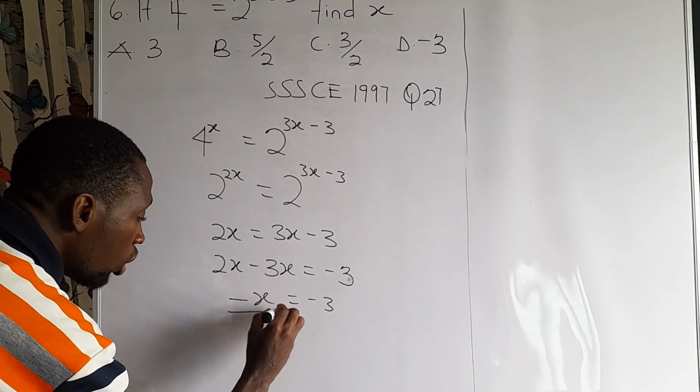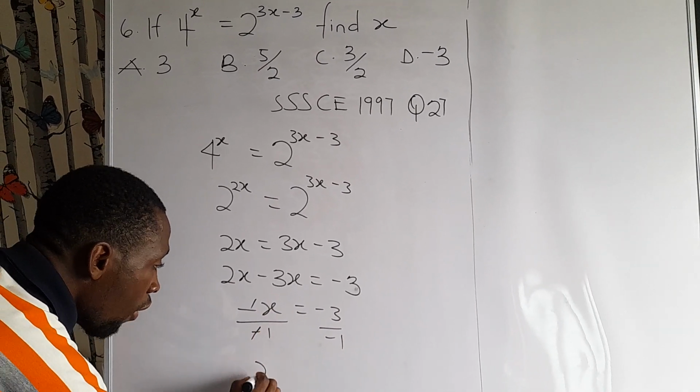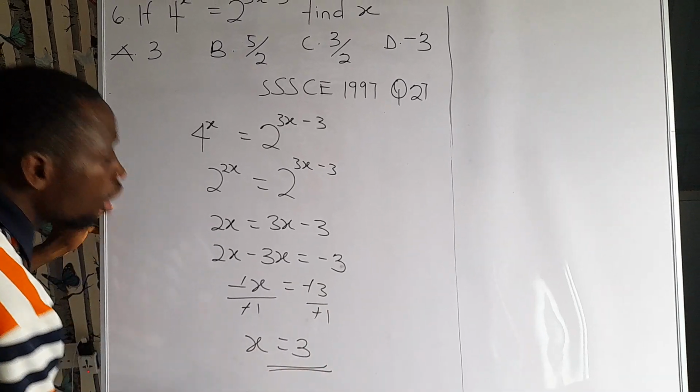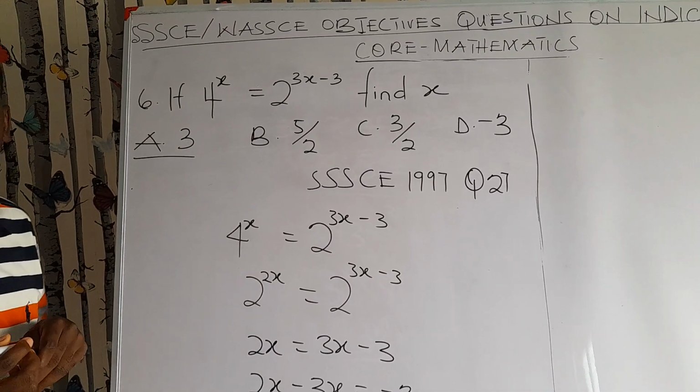What do we do? We divide both sides by negative 1, then by negative 1. So this will go away, this also goes away. Our x is nothing but what? 3. So the correct answer here is A. I hope you had that correct.